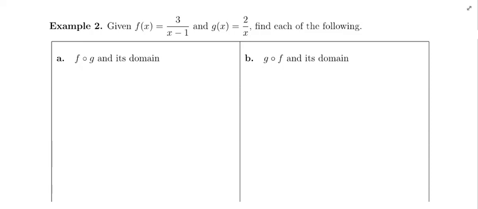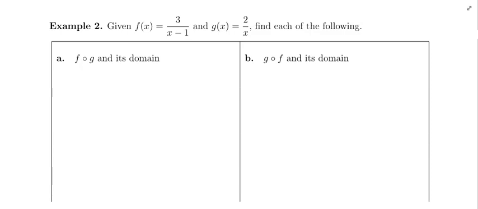Example 2 is going to be the same kind of problem as example 1, but we have two new functions. So this time we are given f of x is equal to 3 over x minus 1, and g of x is equal to 2 over x. And so we have two rational functions, okay?